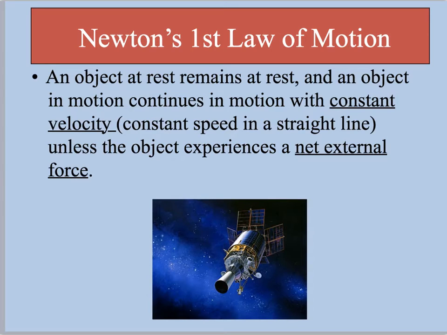So objects, we say, are lazy. We give them a personality there. Objects like to do what they're already doing. If an object's moving in a straight line at a constant speed, it wants to keep doing that because it's lazy, because it's going to require something outside to cause it to change its direction. If an object's just sitting somewhere stationary, it wants to stay stationary. It doesn't want to move any.